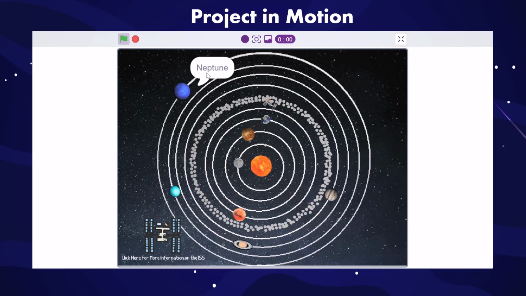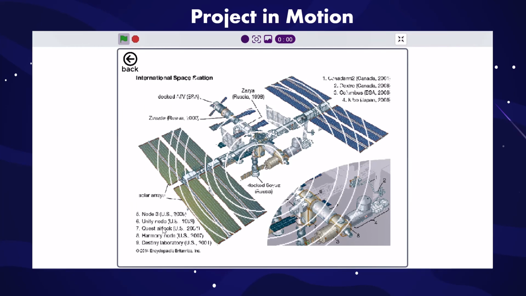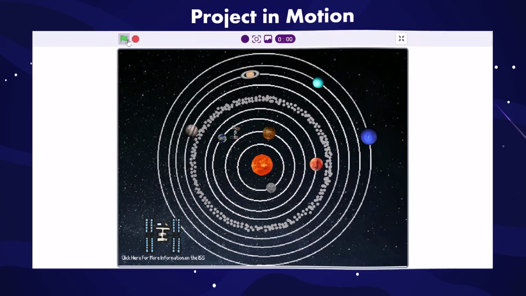Uranus, and Neptune. If I click on the More Info on ISS button, I am automatically directed to a diagram of the various modules of the ISS and their names. To go back to the simulator, I will click on the Back button on the top left corner, and now I'm back to the main screen of the simulator. So this is how my project works.